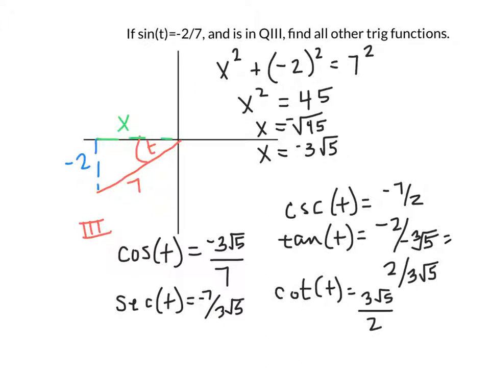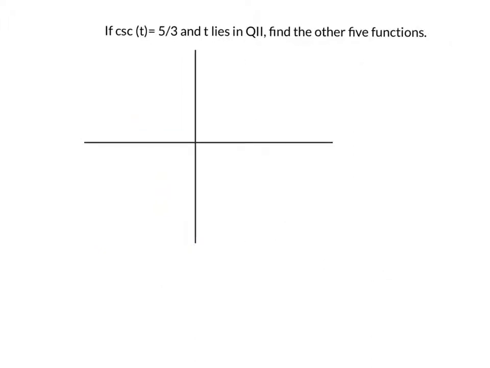I hope that you see from this example, by drawing it, you're going to have a lot more luck in nailing those values. We'll take a look at one more. If cosecant t is equal to 5/3 and t lies in quadrant 2, find the other 5 functions. So you may want to pause this and see if you can set it up by yourself before you see me do it.